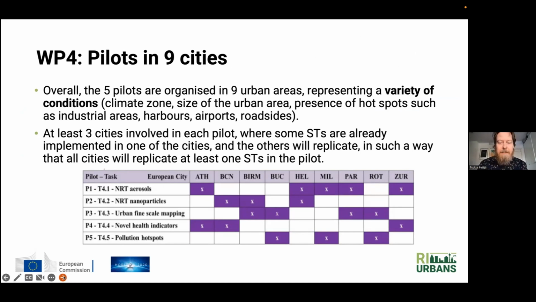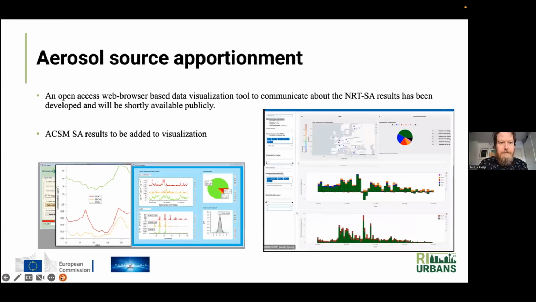And they take part in different activities in these pilots. We have at least 3 cities in all of these pilots, and then the others are replicating the results later on. So it's also planning and thinking about how to scale up these pilots during the project and also after the project lifetime.